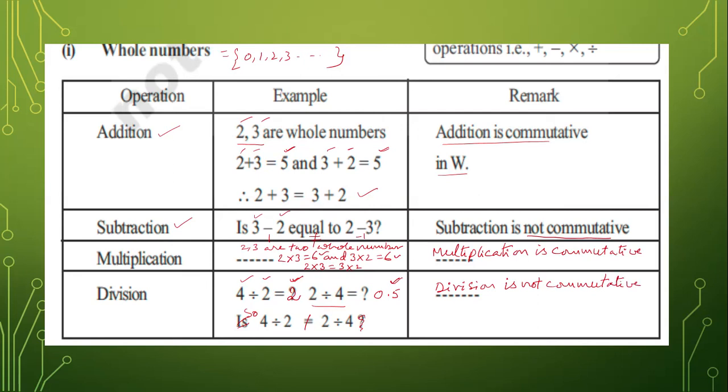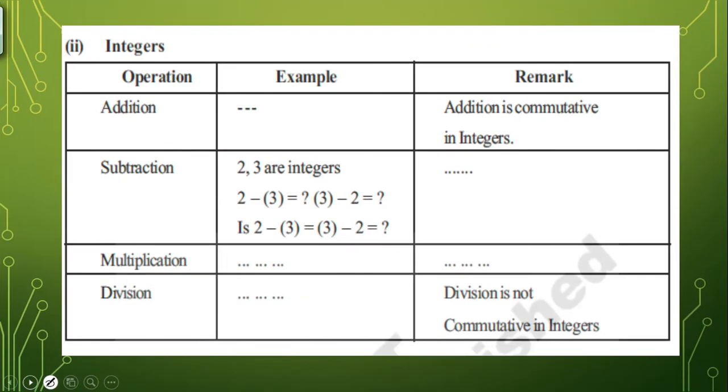Look at this table. What you understand is that in whole numbers, addition and multiplication are commutative, and subtraction and division are not commutative. Two operations are commutative, two operations are not commutative in whole numbers. This is the commutative property in whole numbers. Already we learned it in the previous class. Now we move to the next slide about integers.